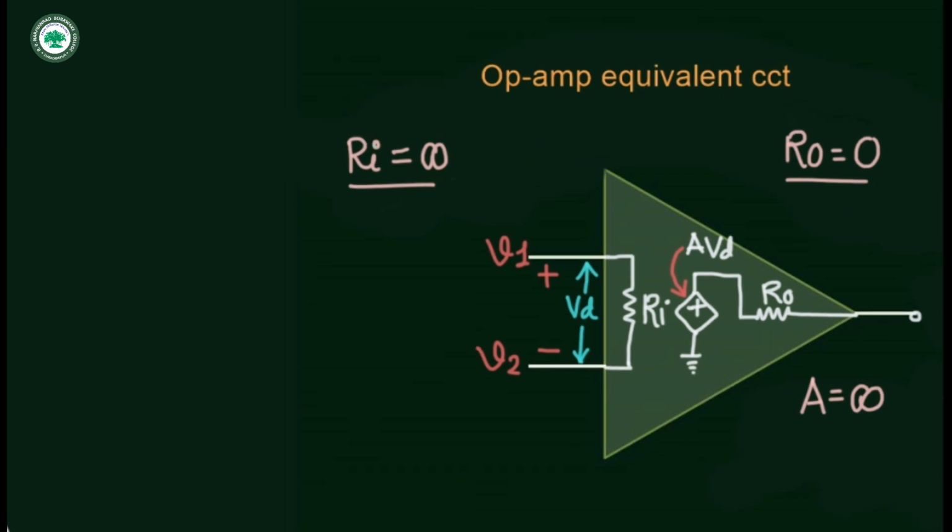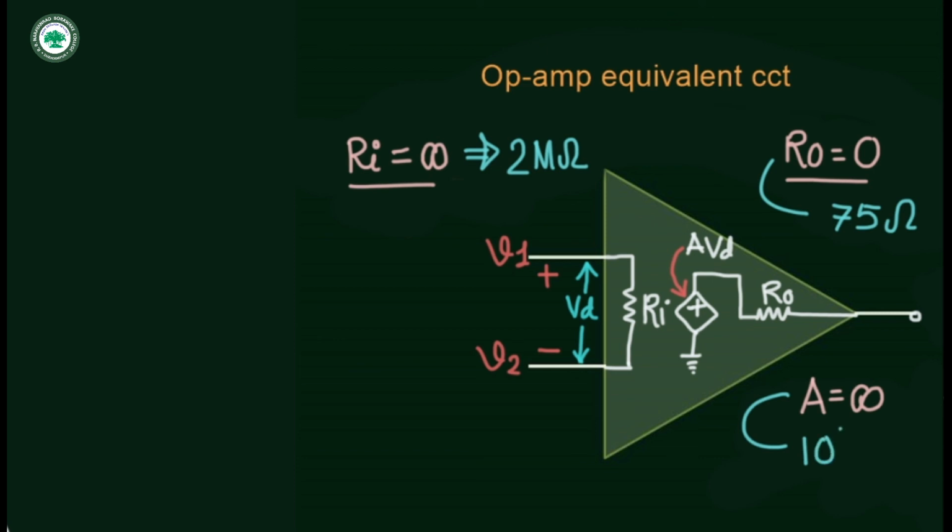But this is not the practice. In practice, Ri has a value of about, say, 2 mega ohms. This Ro for the 741 IC will be equal to, say, 75 ohms, and the gain, as I have already discussed, will be 10 raised to 5 to 10 raised to 6. So this is about the equivalent circuit.